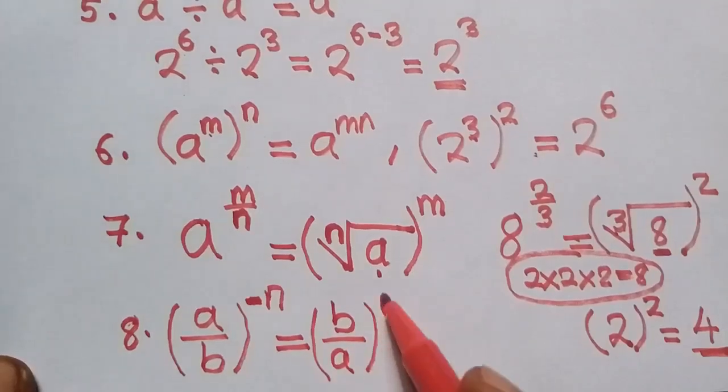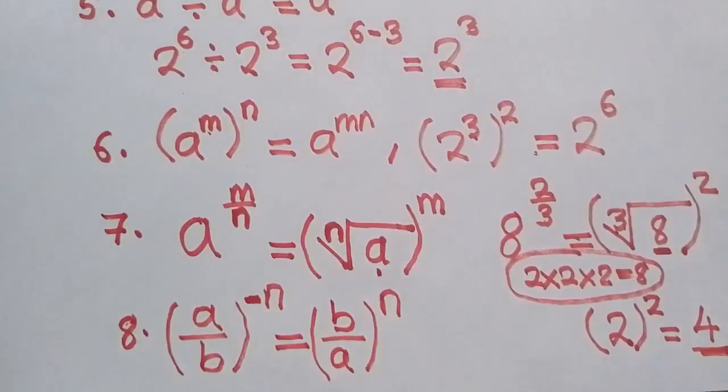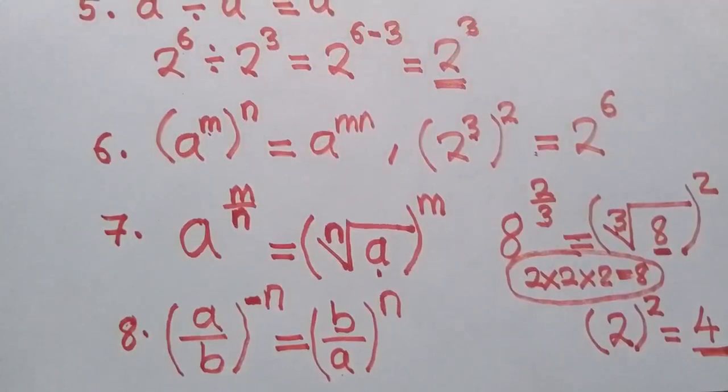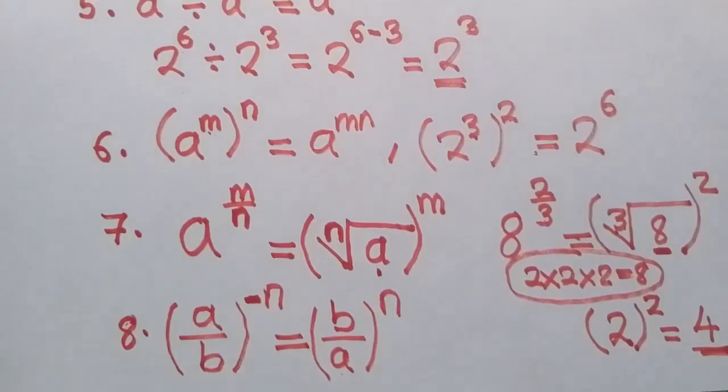Then the N stays as N. This is what you need to do. Then you just work it out: B to the power N over A to the power N, then you simplify. So these are procedures you need to do. These are things that you need to understand on indices.